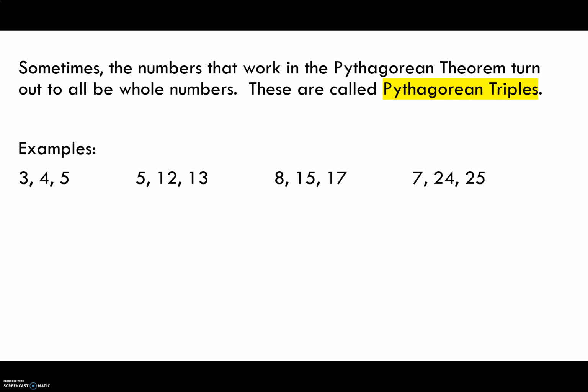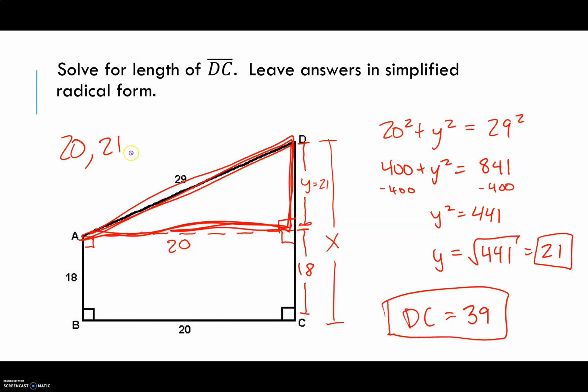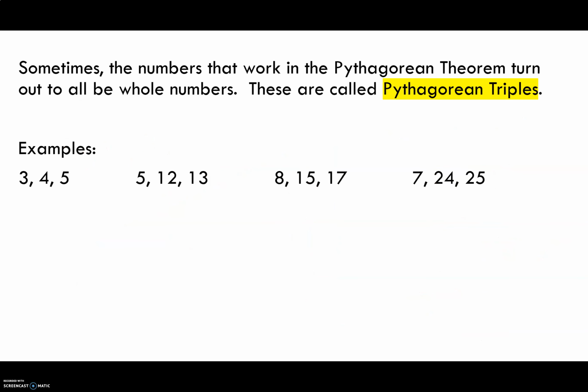Now, one thing you might have noticed that was kind of cool about that last example was that in this upper triangle right here, all three side lengths of the triangle came out to be integer values. One leg was 20, one leg was 21, and the hypotenuse was 29. No nasty square root answers to leave in there. And so there's actually a name for this when the three sides of a right triangle work out to be integer values. We call these Pythagorean triples.